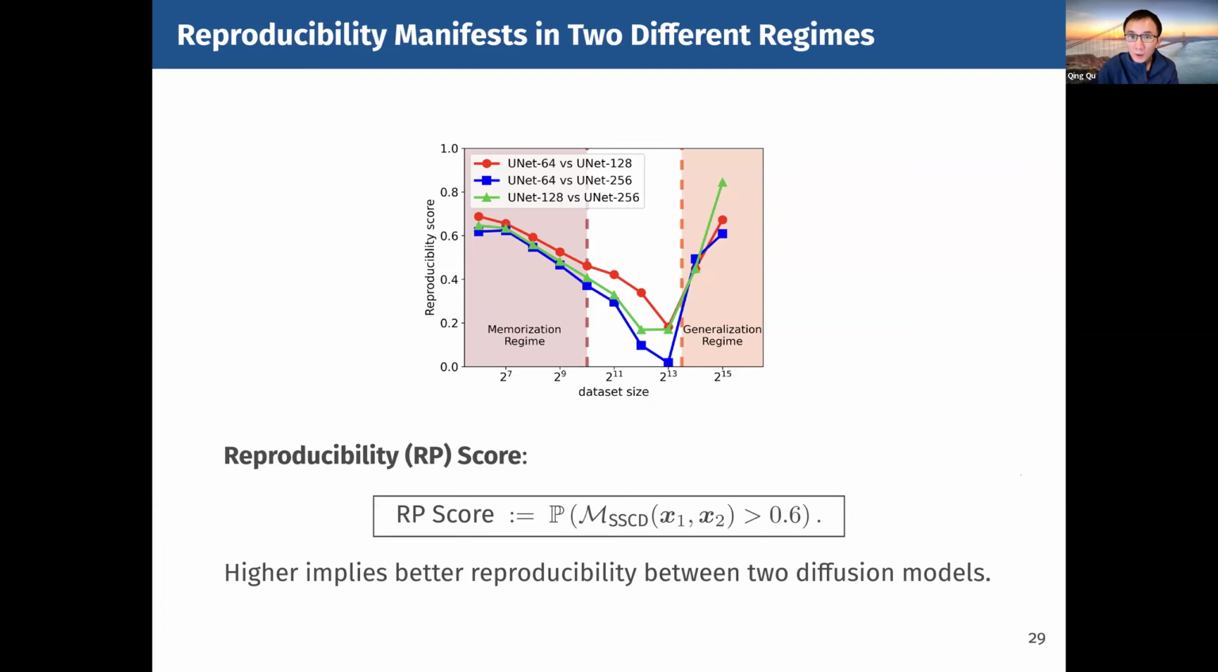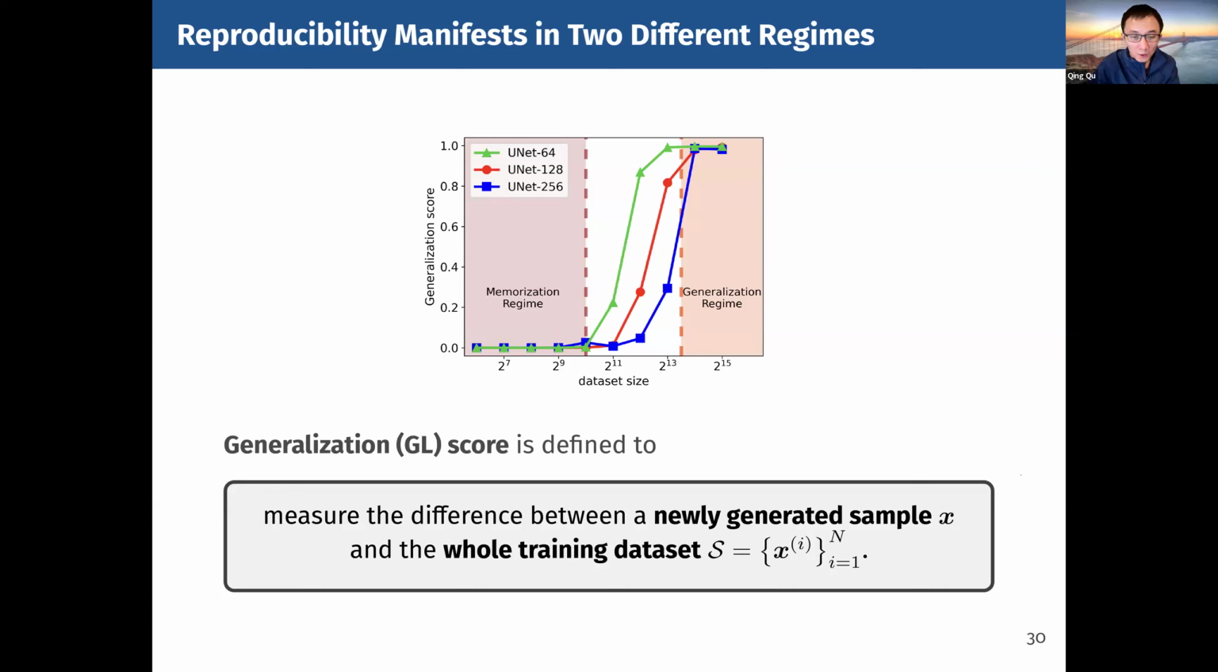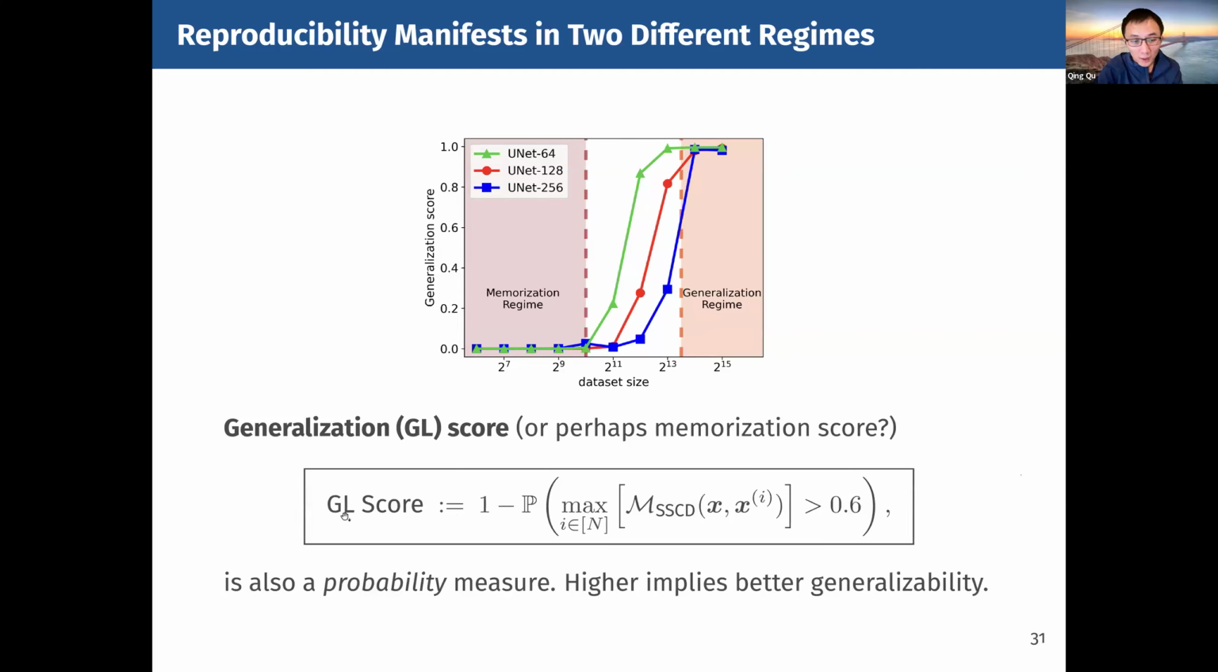Actually, this reproducibility strongly correlates with how well the model is able to generalize. To measure generalization, we introduce a very naive score. Suppose you have a sample X generated by a generative model, and you compare the dissimilarity from X to the whole training data set. Inspired by the reproducibility score, we define a generalization score by looking at how different X is from the whole training data set. So when X is very different from any of the training data, the generalization score, which is also a probability measure, will be closer to 1. When X is closer to any of the training points, the score will be closer to 0, which indicates memorization.